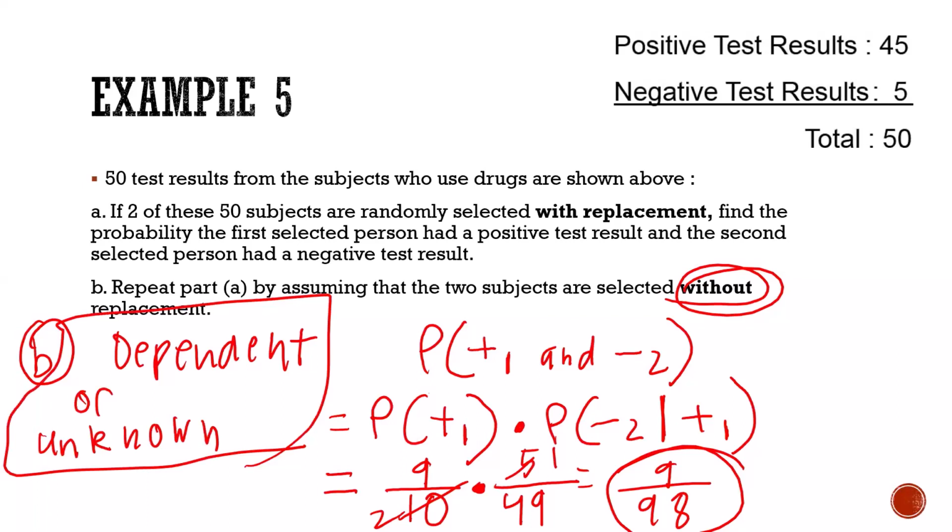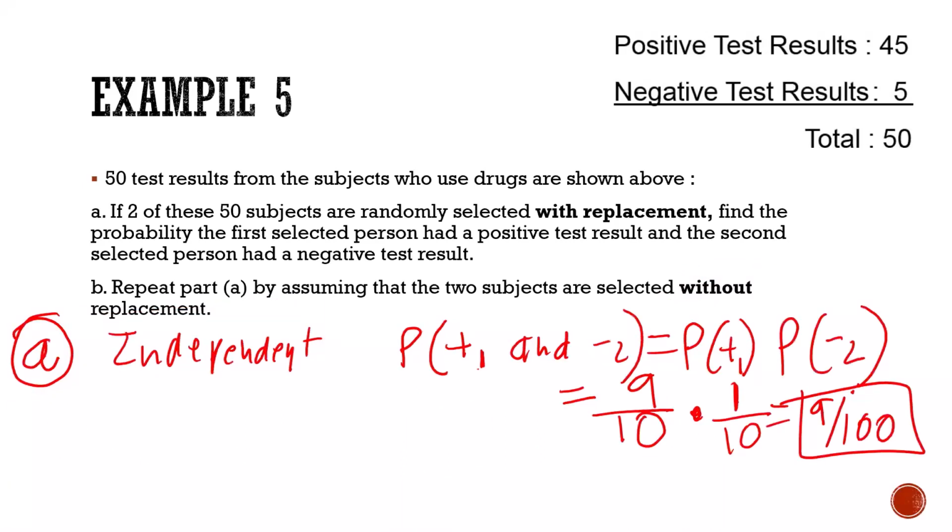If it's unknown, you'll be safer if you use this formula because, right? Notice this is plus sign times minus sign given plus sign. This is plus sign times minus sign. The second probability is the same thing as minus sign given plus sign because they're independent, right? It doesn't matter. So you can only use this multiplication rule without the givens if you know that they're independent.